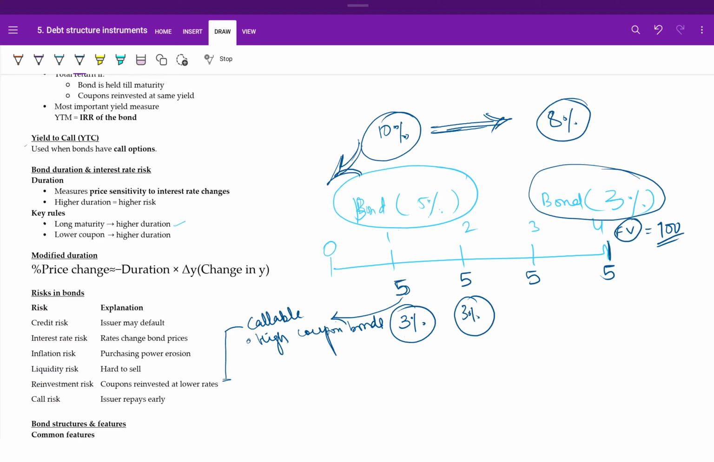And when we talk about shorter term bonds, there is also a reinvestment risk involved here because principal is returned sooner and it must be reinvested. And bonds with less reinvestment risk are zero coupon bonds, long term, low coupon bonds, or low coupon bonds.